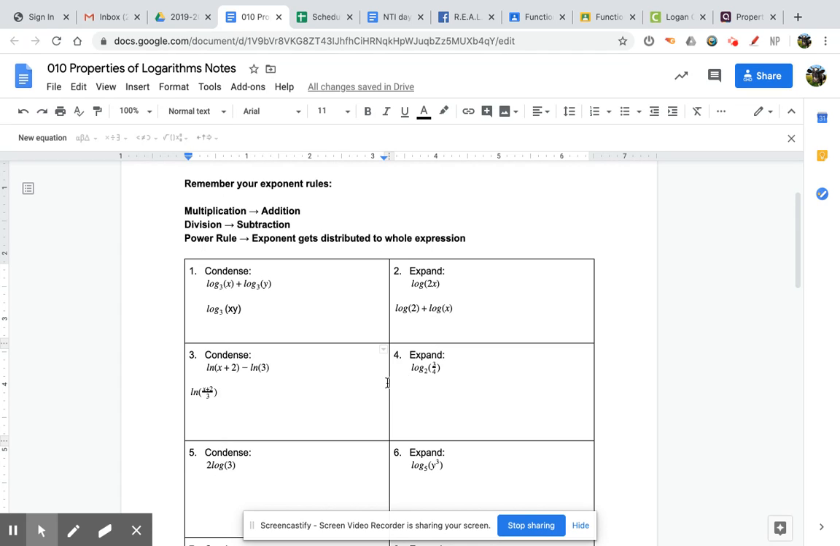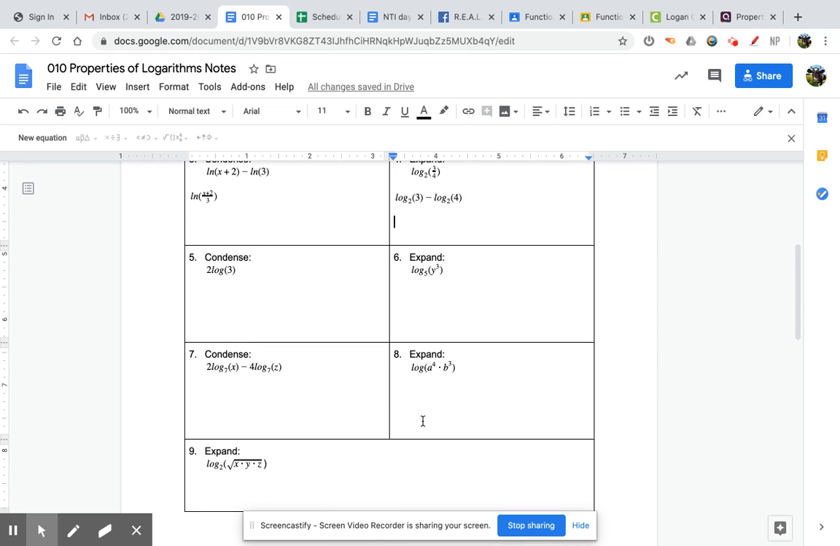Okay? Let's say I look at number 4. Number 4 says expand, and if you look at this 3/4, they're already being divided. So how would I go about breaking those apart into two pieces? Well, division pairs up with subtraction. So when I expand this, I'm going to have a log base 2 of 3 minus log base 2 of 4. So again, division pairs up with subtraction.